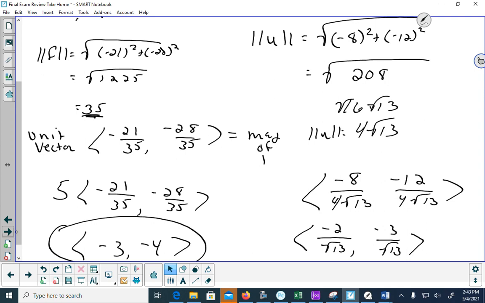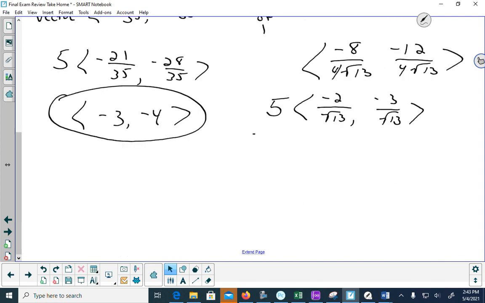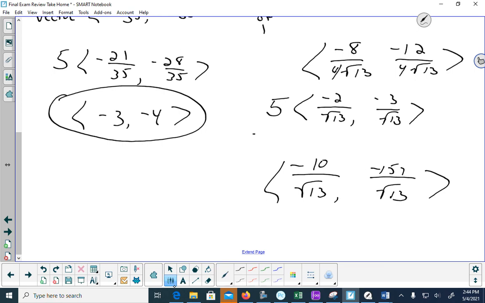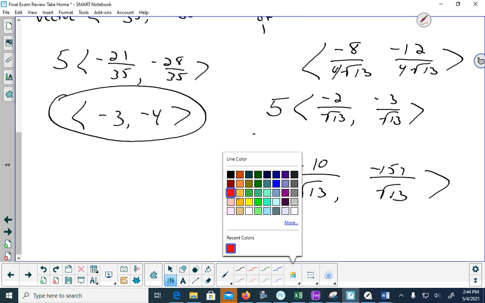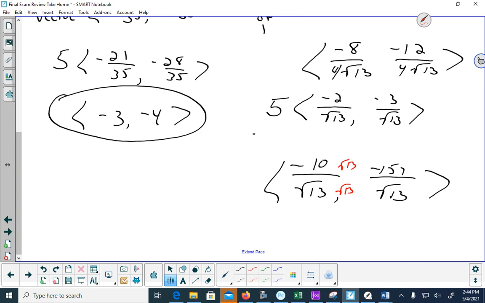And now I want this to have a magnitude of 5, so I'm going to multiply by 5. And when I do that, I end up getting -10 over the square root of 13 and -15 over the square root of 13. I'm going to go ahead and rationalize. And when I rationalize, remember, multiplying by the square root of 13 over the square root of 13, I'm going to have -10 times the square root of 13 over 13 and -15 times the square root of 13 over 13. And that will be my final answer.